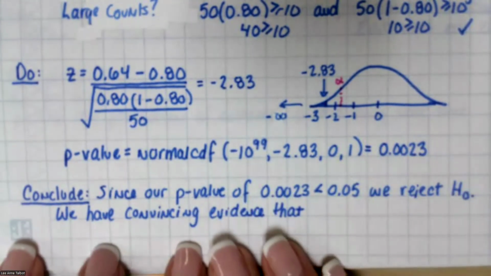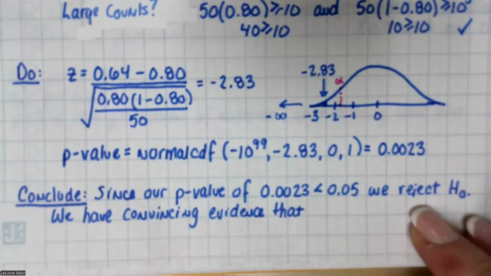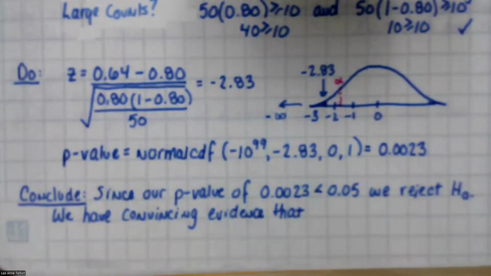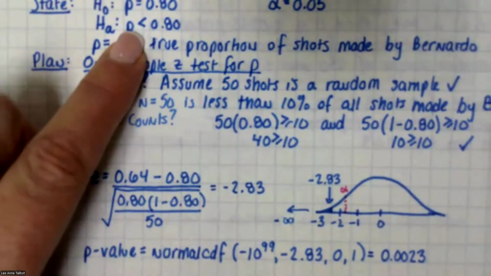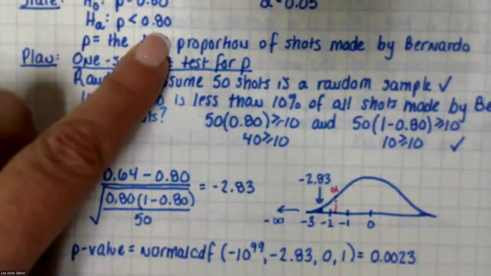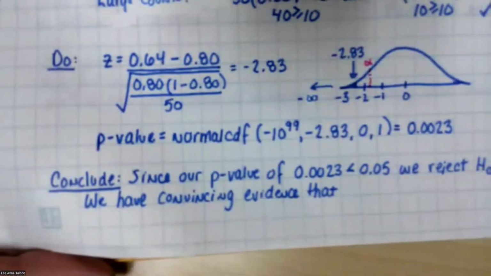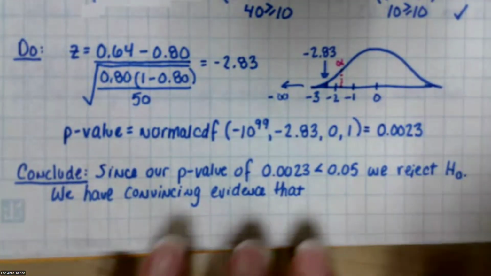Okay, so you're right. We have convincing evidence because we rejected the H-naught. We have convincing evidence. So then you scroll up your brain to the Ha and write the Ha in words. The true proportion of shots made by Bernardo is less than 80%. And then I feel really bad because Bernardo's super adorable. He's probably going to be sad.